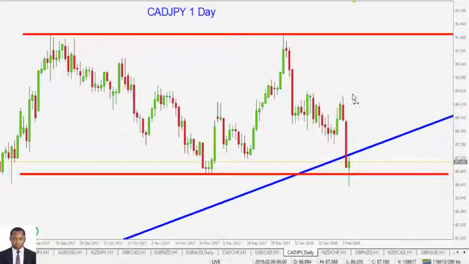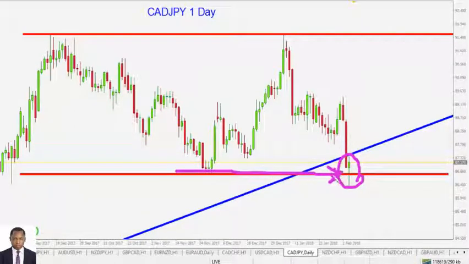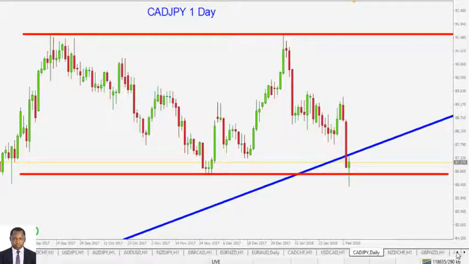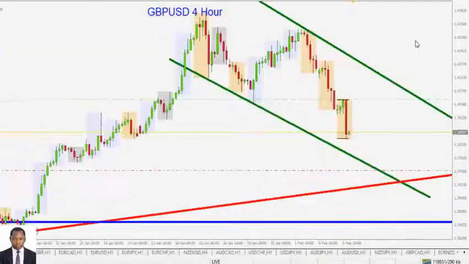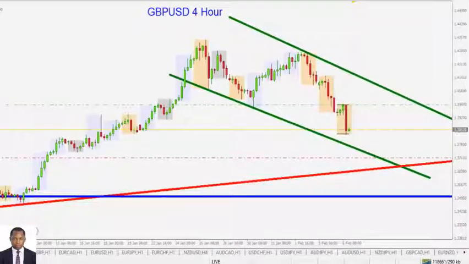And then the Canadian dollar against the Japanese yen. We are also watching that around that key level of support. Okay, so those are the two that we are following for now. Nothing else. Sterling pounds against the American dollar. We are expecting price to make a possible bounce. If not today, then tomorrow, around that area, for us to get out of that bad trade.